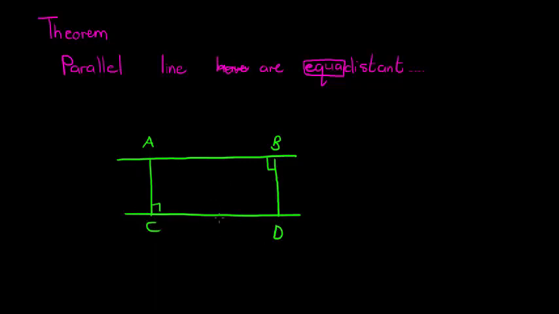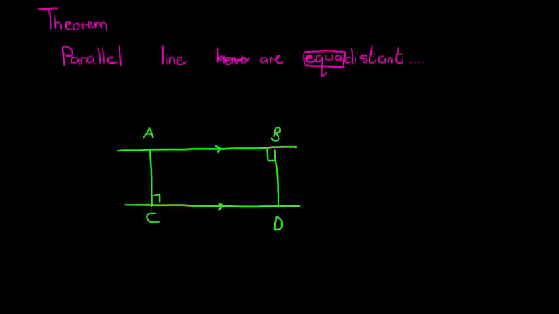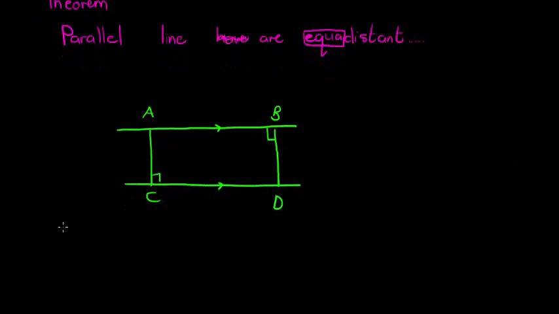Okay, so given this sketch, where we know that this is parallel to this, in this proof, what will be my to prove? That AC is equal to BD. In other words, this perpendicular distance would be equal to this one. And remember, this is only true on a flat surface. As soon as my surface curves, then that's not true anymore.